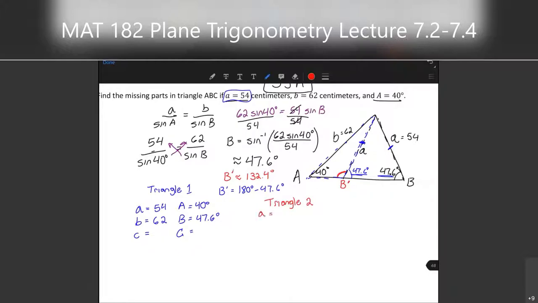Same side A, that's a constant. Same side B. And then the C side we're going to call little c prime. That's what we'll find for that last side. And then angle A is still 40 on that other triangle. We know angle B prime is 132.4. That's what we just solved for. And we're going to go out and find another angle C prime for that triangle. So there are a couple more components that we need to solve for on each of those triangles.